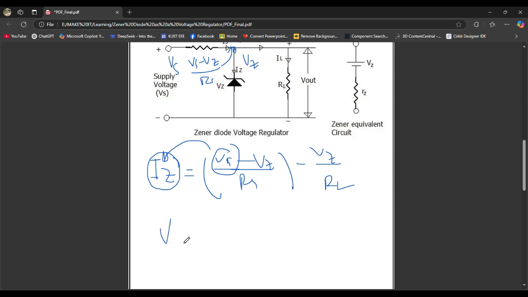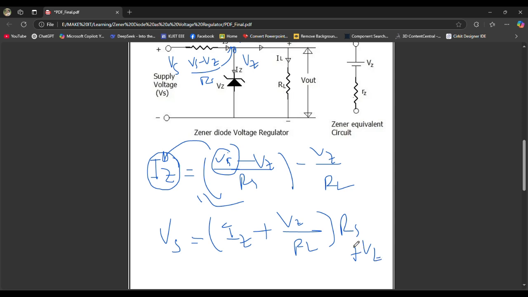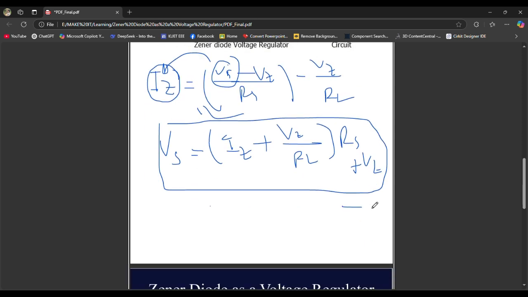So we have to vary this Vs from the range of this Iz current. So we have to keep Vs on one side and rearrange the rest of the equation. So Vs will be Iz plus Vz divided by RL, all multiplied with Rs, plus Vz. So this is the relation between Iz and Vs, and let's say this is equation number 3.